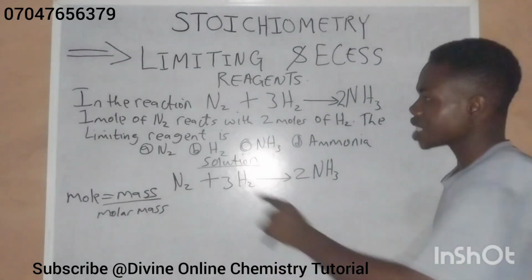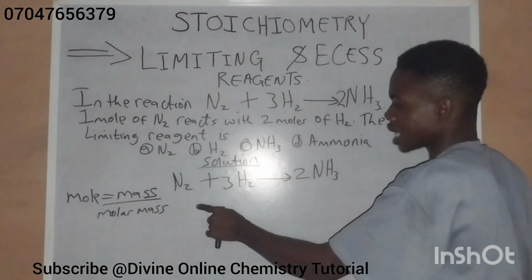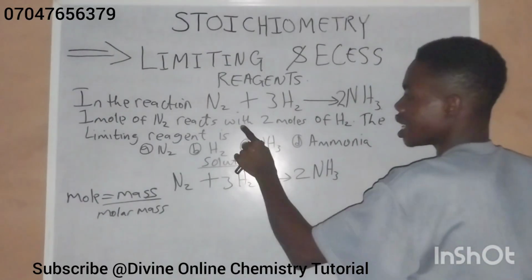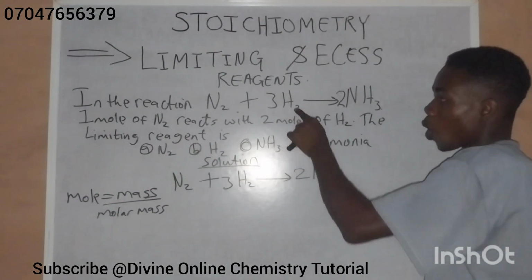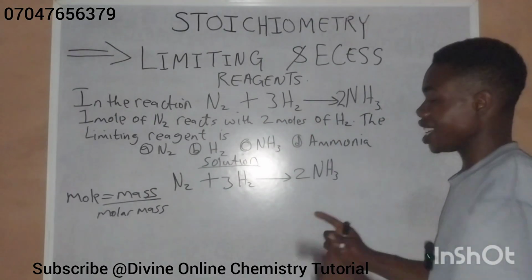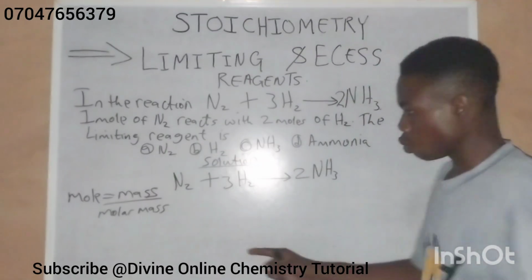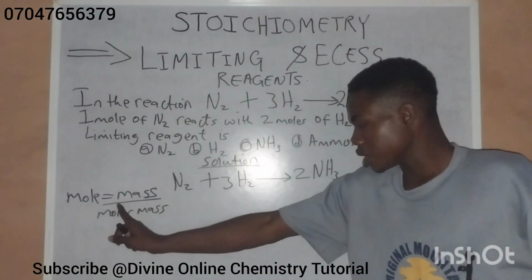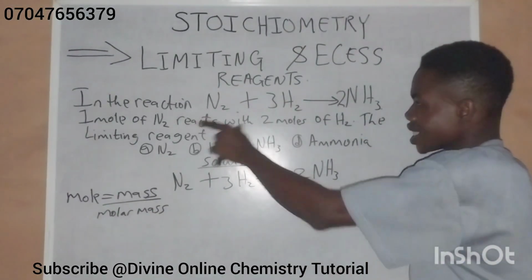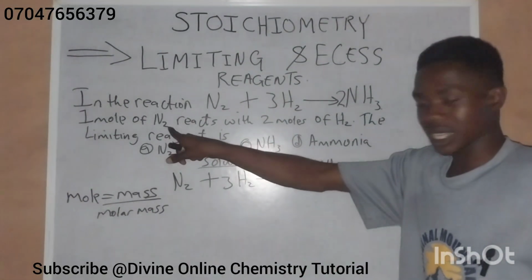But in this case, they already gave us the number of moles for the N2 nitrogen gas and for the hydrogen gas, because they say 1 mole of nitrogen gas reacts with 2 mole of hydrogen gas. As you can see, they already gave us the moles. In some situations, they only give us mass. If they give us mass, we use this formula: number of moles is mass over molar mass. So the mass they give us is divided by the molar mass of the element.